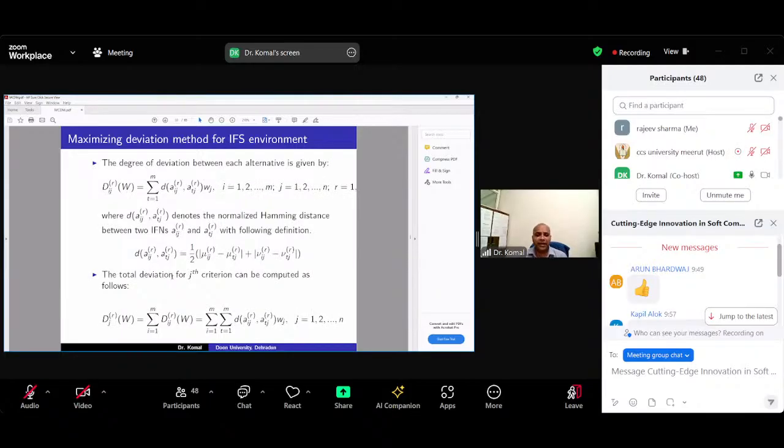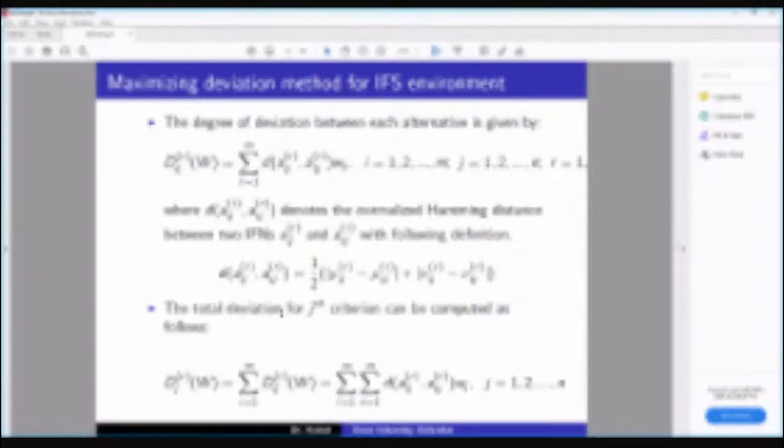To find out the criteria weights, first we will find out the deviation. What is that deviation? The degree of deviation between each alternative is given by this. Here we find the deviation Dij^r, which is the summation of the small d(Aij, Atj) multiplied by the weight Wj. Here I am taking the entries related to the jth criterion, and the weight is Wj, and the associated deviation is calculated by the difference between the entries in the jth column. Whatever entries are in the jth column, we calculate their pairwise differences, and that difference is denoted by d(Aij, Atj).